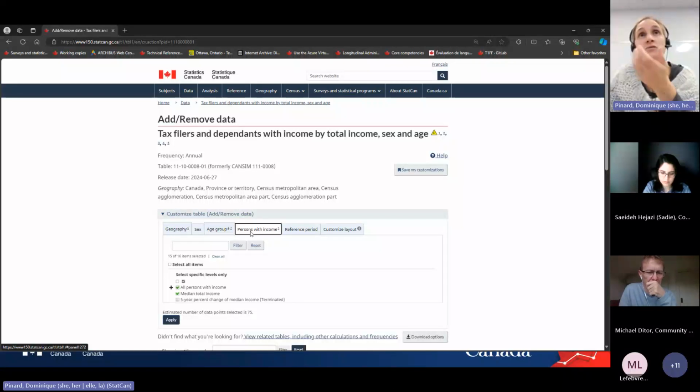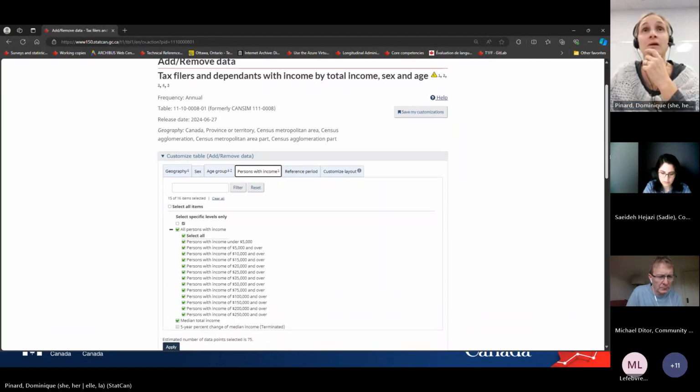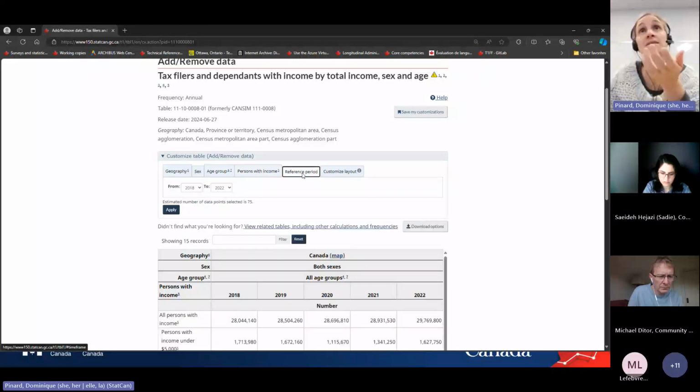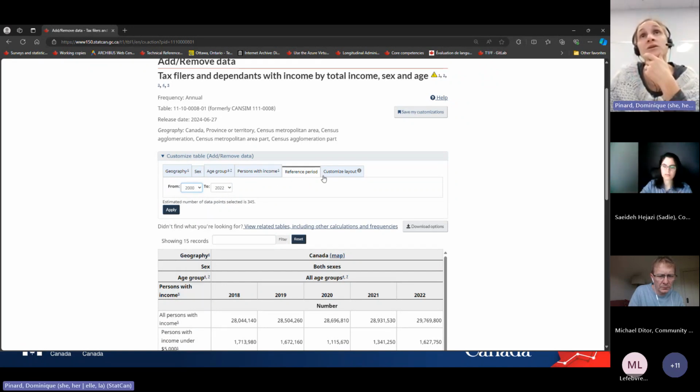This tab would tell you the characteristics. So if you expand again with the little plus sign, you can see here it's by income level. And it's by income level based on your total income, not the income after tax. You have the median total income as well. And then you can decide the reference period. That's kind of fun because you can go back to 2000. And then you even have the option.